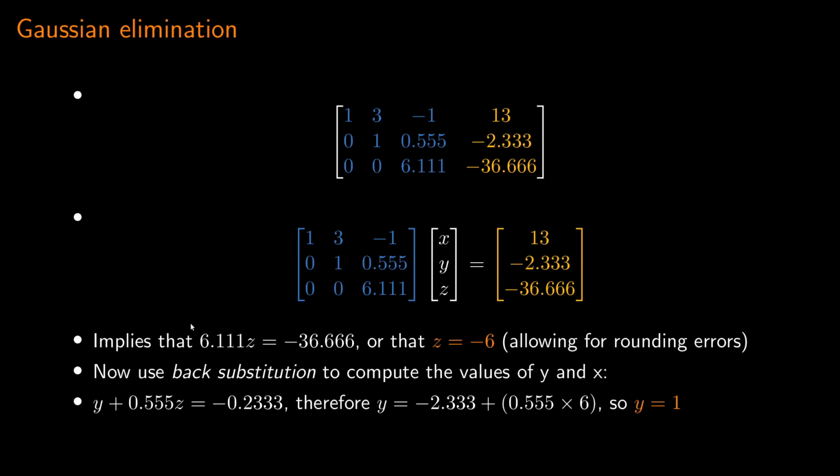So in the case of y, we know that 0 times x plus 1 times y plus 0.555 recurring times z is equal to minus 2.333. So we have y plus 0.5 recurring z equals minus 0.23 recurring, and therefore y is equal to 1, simply by solving that equation. And we do the same for x. We have x plus 3y minus z equals 13, therefore x is equal to 13 minus 6 minus 3, and therefore x must equal 4. And if you remember back to the system of equations that we started with, you can see that that is indeed the right answer.